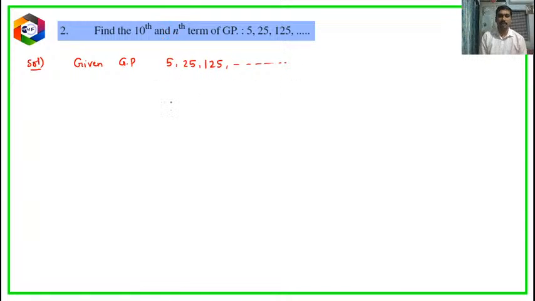So once you know the GP, our aim is first to identify the first term and calculate the common ratio. అంటే మొదటి పదాన్ని గుర్తించాలి, కామన్ రేషియో పదాంతరాన్ని కనుక్కోవాలి. So let us calculate the first term. A1 is equal to A is equal to 5, and the common ratio R is equal to A2 by A1, which is equal to 25 by 5, which is equal to 5. Here the common ratio is also 5. Here we know the common ratio R and A value.